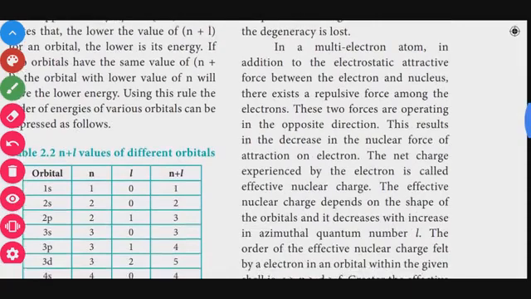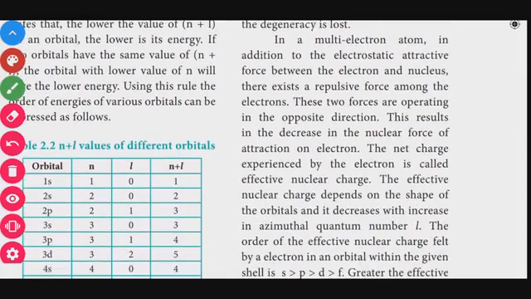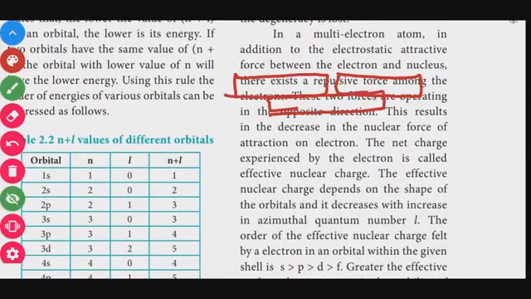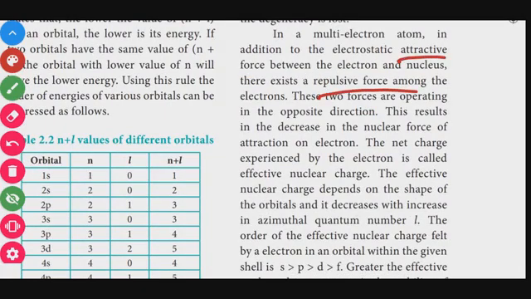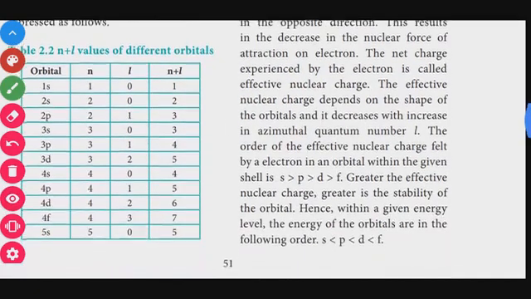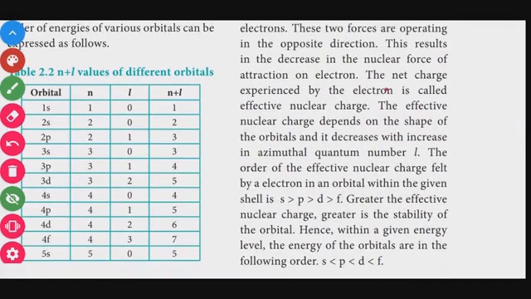In a multi-electron system, in addition to the electrostatic attractive force between the electron and the nucleus, there exists a repulsive force. These two forces act in opposite directions, so the attraction decreases. The net charge experienced is called the effective nuclear charge. Here is a 2 mark question: effective nuclear charge.